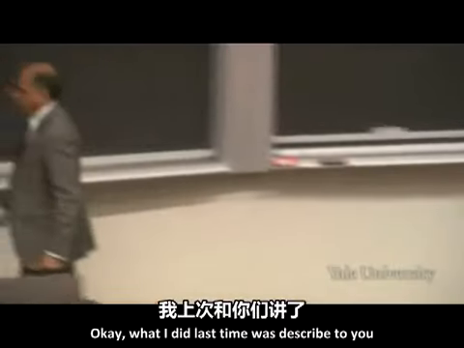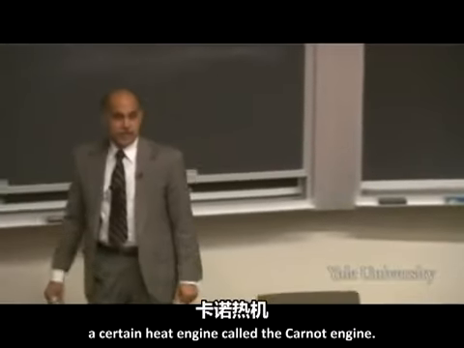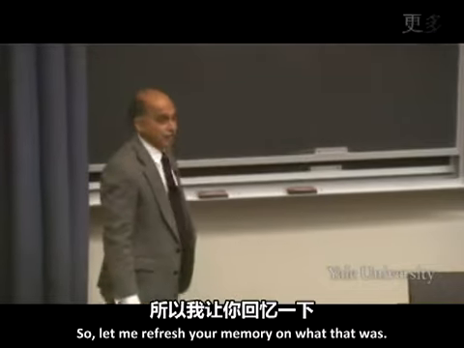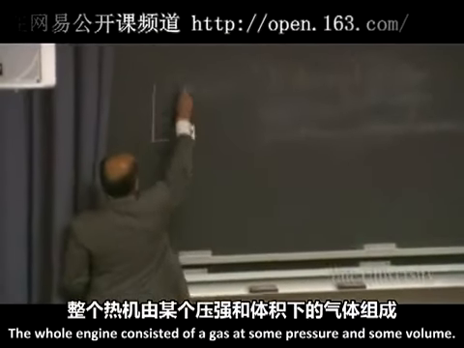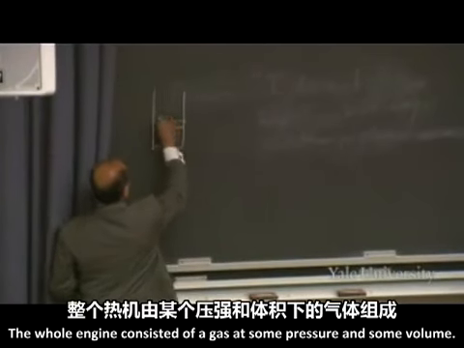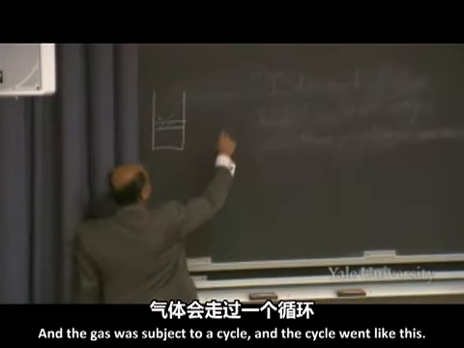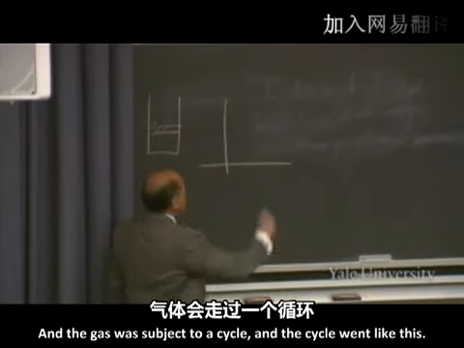Okay, what I did last time was describe to you a certain heat engine called the Carnot engine. So let me refresh your memory on what that was. The whole engine consisted of a gas at some pressure and some volume. And the gas was subject to a cycle. And the cycle went like this.